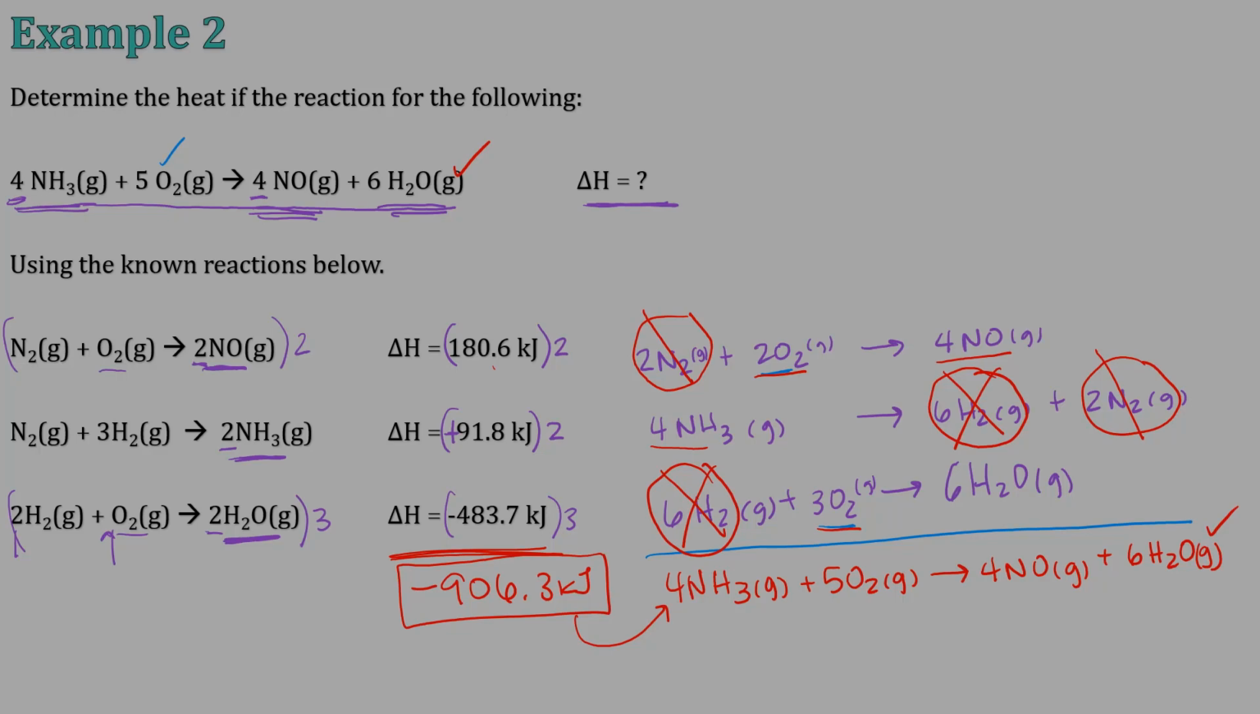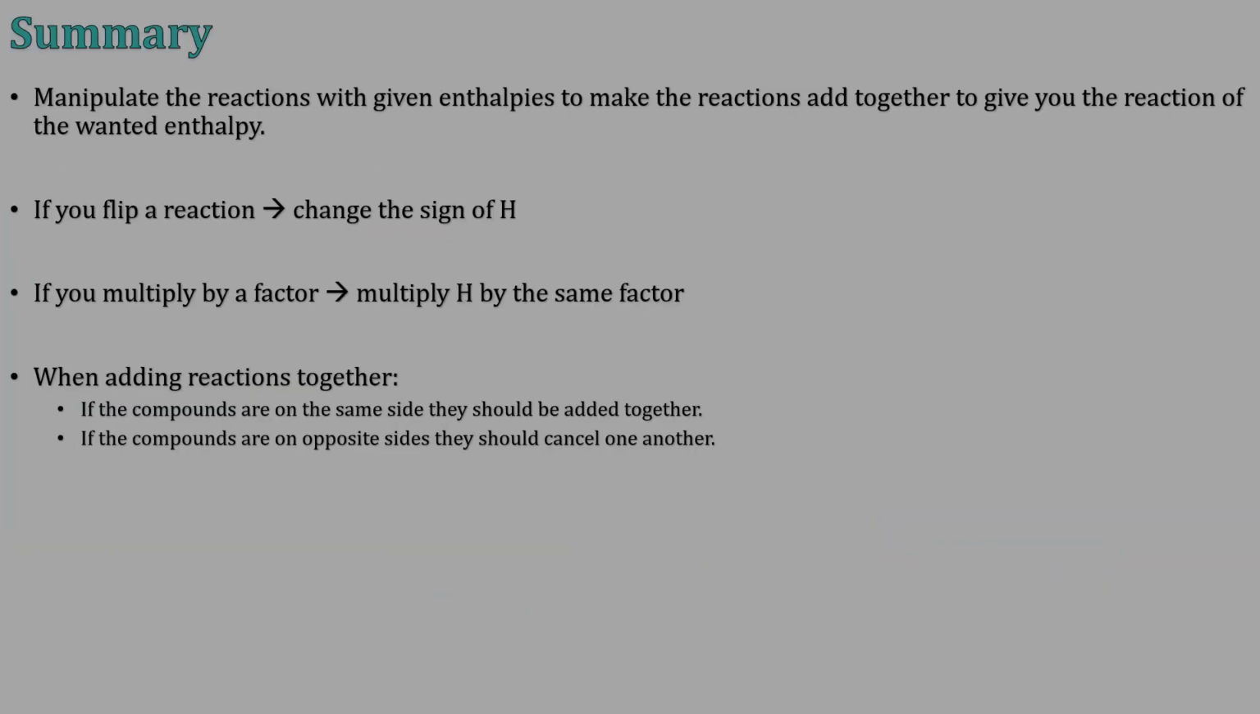And that's it. Okay, so summary, you manipulate the reactions with given enthalpies, the ones that are given, to make the reactions add together to give you the reaction of the wanted enthalpy. If you flip a reaction, change the sign. If you multiply by a factor, you have to multiply enthalpy by the same factor. And so when you add the reactions together, if the compounds are on the same side, they should be added together. If the compounds are on opposite sides, they should cancel one another. That's basically Hess's law.